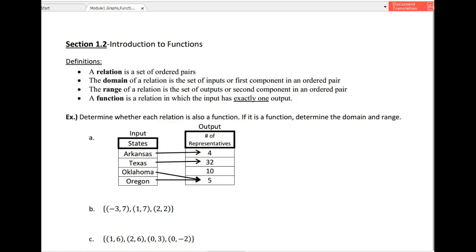In this video, we're going to get an introduction to functions. So first we have to go through some definitions. The first thing is a relation. A relation is a set of ordered pairs.